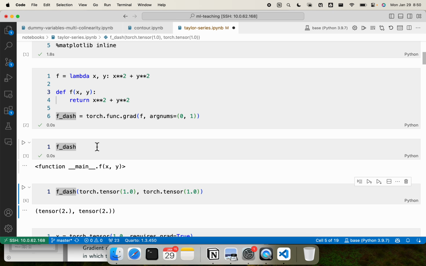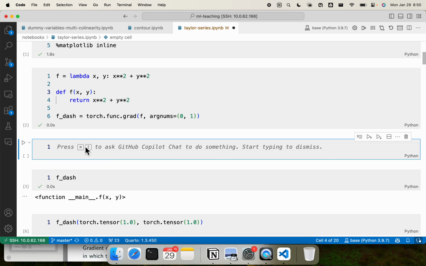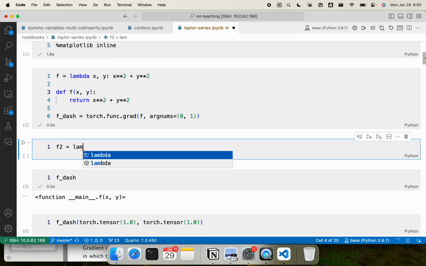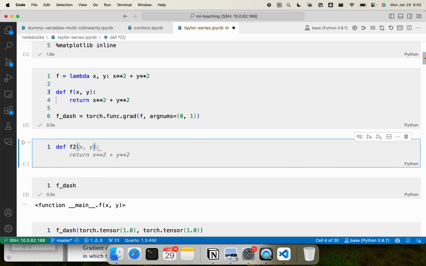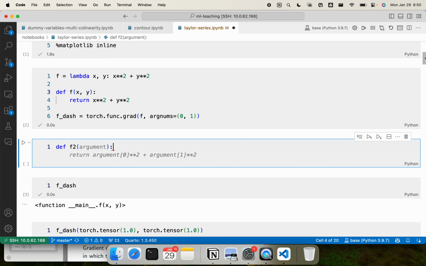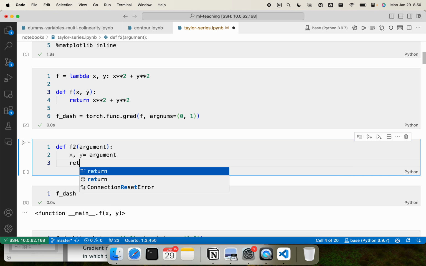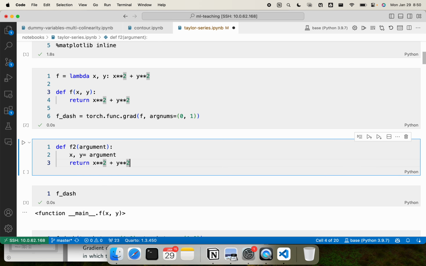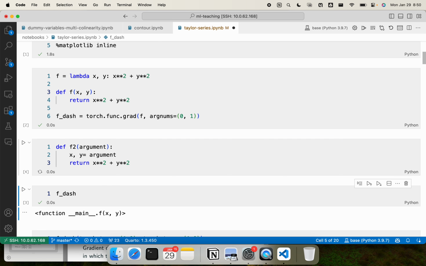So what I'm saying is, let's say f2, let me just create it this way. And let's say this is some argument. I could have created x, y equal to argument and return x square plus y square. Let's assume this is our function.